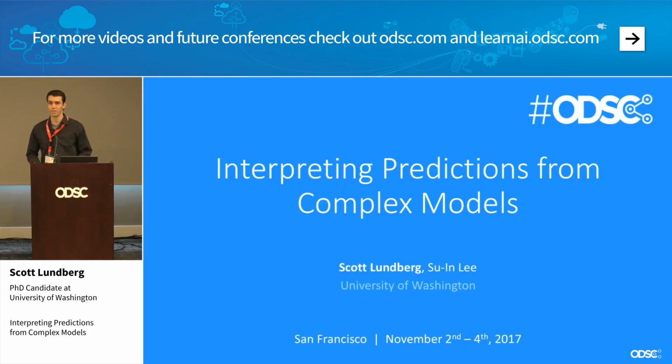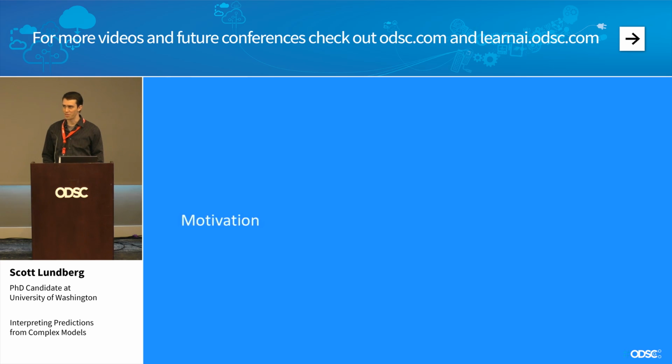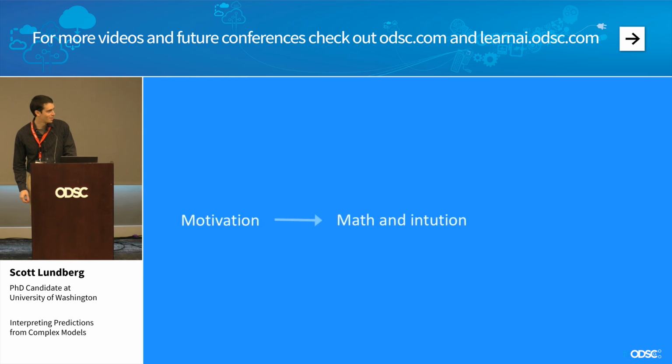Yeah, so today we're going to cover interpreting the results of complex model predictions. I'm going to start with a bit of motivation to try and get us on the same page. I think a lot of us are here because we already have motivation. But then I want to go into some math and intuition to describe how we've approached this problem and how others have done it. And then I want to end with a bunch of examples to see how this works on real data sets. And hopefully we'll have some time for questions afterwards.